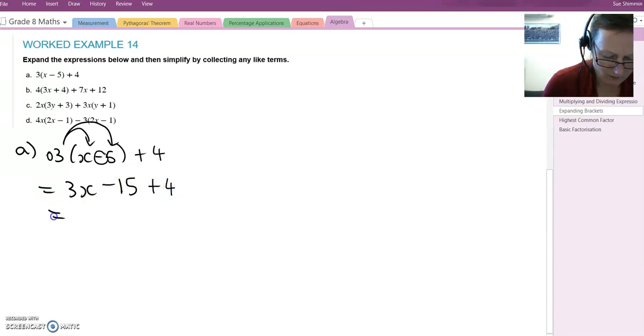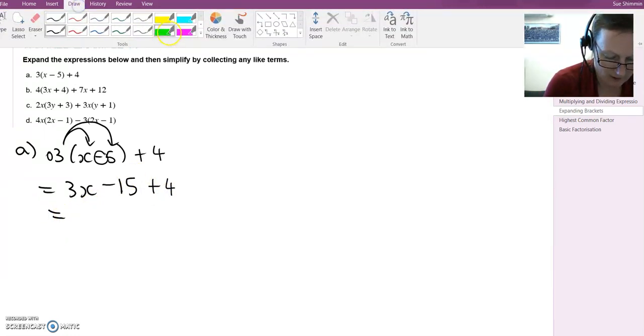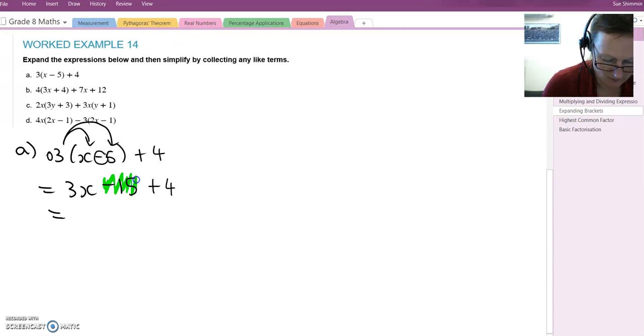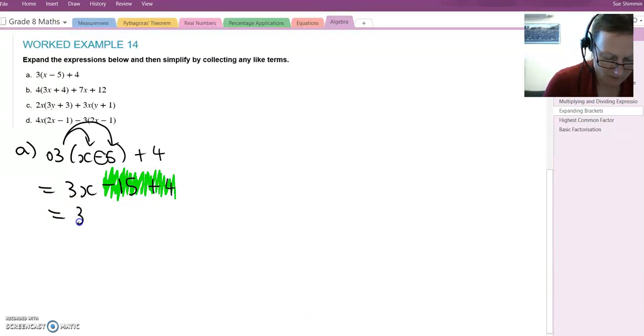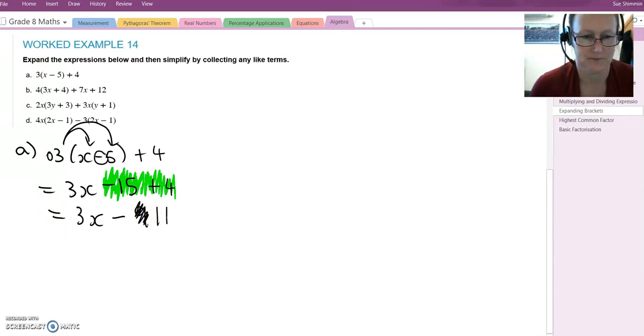Now look, we've got some like terms. In other words, that and that are like terms because neither of them have a pronumeral with them. So we have 3x and then we have negative 15 plus 4 ending up with that. Sorry, no, wrong. Negative 15 plus 4 ending up with that.